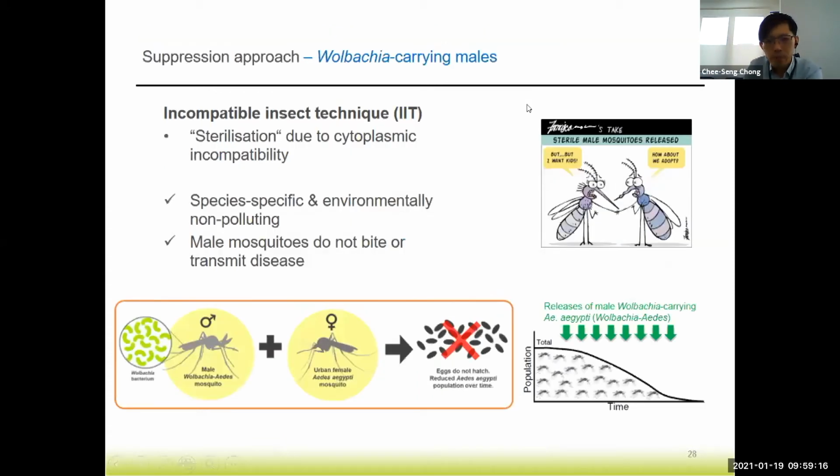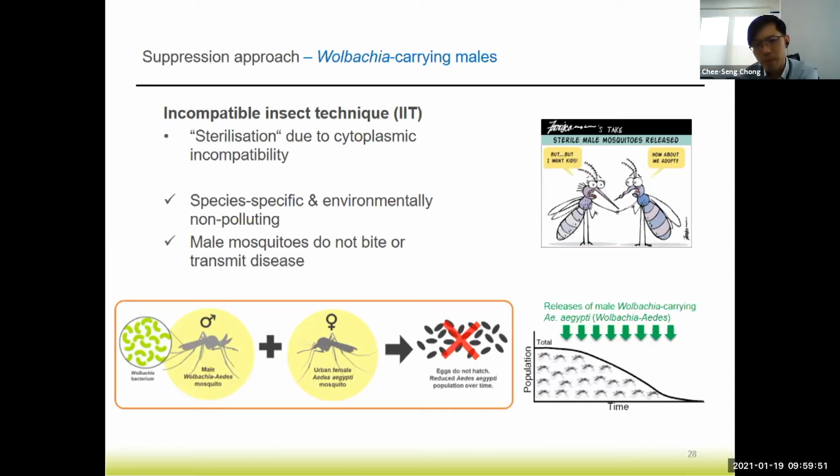So following from the replacement approach, now I'll move on to the suppression approach. In this suppression approach, you only use the Wolbachia infected males. So in this male release only strategy, males are released in the environment. And what's interesting is that when males are released and they mate with what we call urban or wild type females, it leads to this biological phenomenon known as cytoplasmic incompatibility, which ultimately leads to the eggs being non-viable, and the eggs do not hatch.